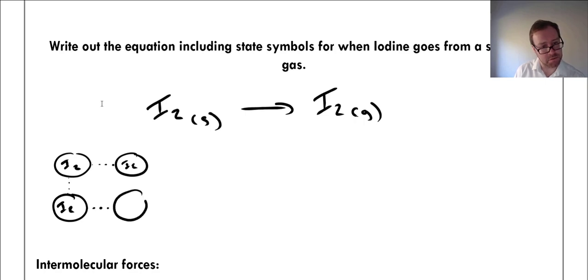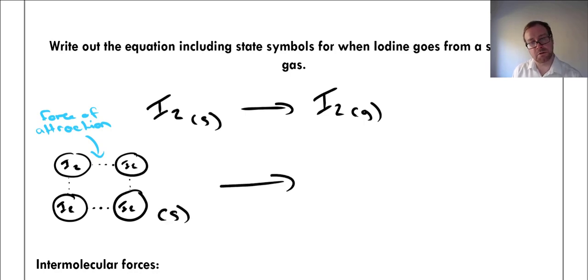Now, as a solid of iodine, we know that there must be a force of attraction between my iodine molecules. Because otherwise, if there wasn't, it couldn't be a solid. It would just be a gas. So we have this force of attraction. So this is a force of attraction between my molecules of iodine, which means that it's a solid. It's also a regular crystal-like arrangement.